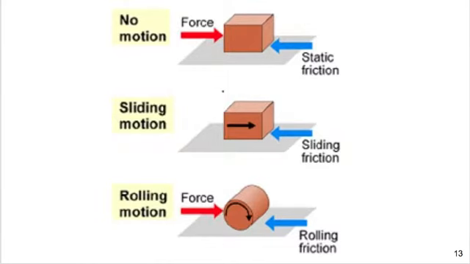So slide 13, here we have different examples. No motion, you would have the force is equal to the static friction. For sliding motion, if your box in this example is already sliding, sliding friction is going to work in the opposite direction as the sliding motion to stop whatever it is that's sliding in this case. We're not going to talk about rolling motion or rolling friction, so we'll skip past that one.